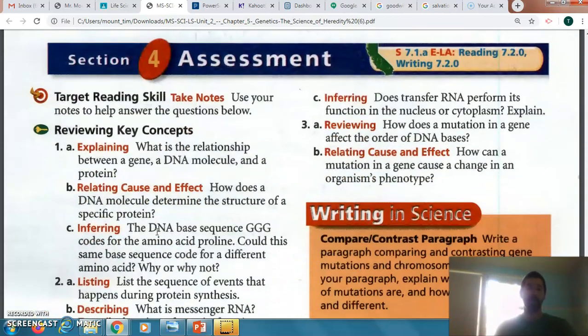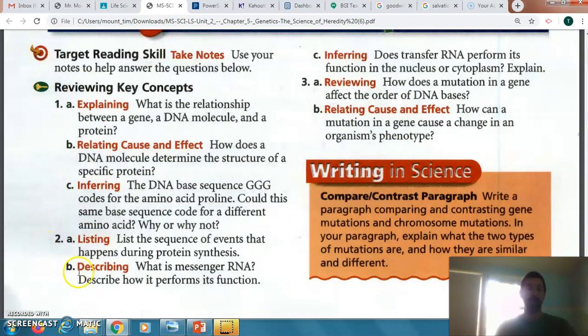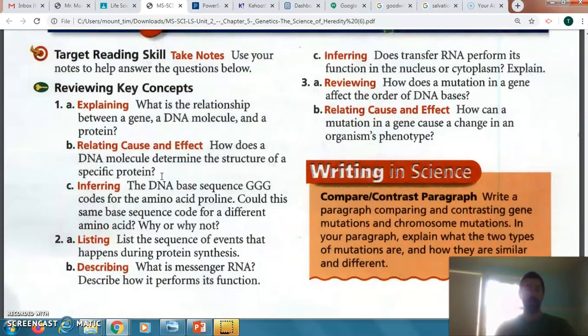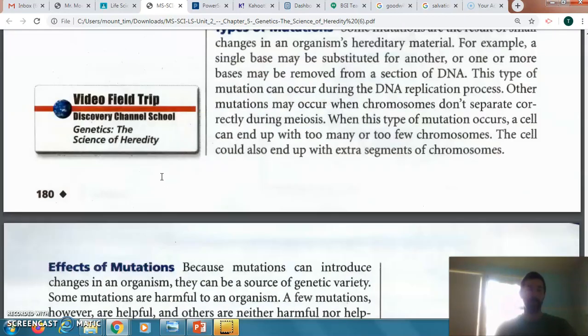Okay, so you should have answered these questions down here. If you haven't, they are due today, Tuesday, the 21st. So just work on these. If you need help, email me and let me know, or ask one of your classmates. Remember, the answers, if you don't know them just from memory, can be found in the section that we just read here.